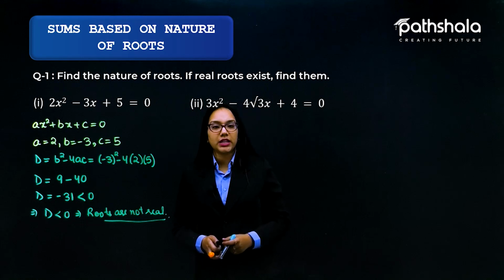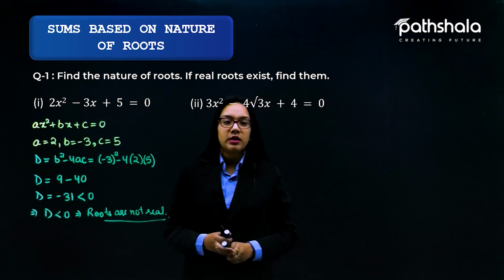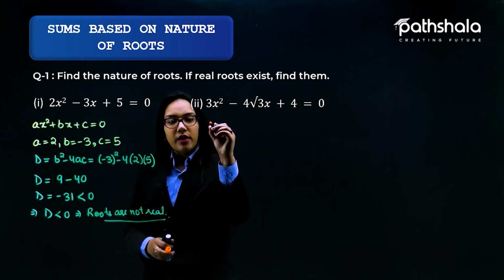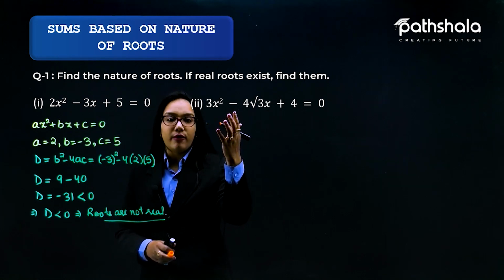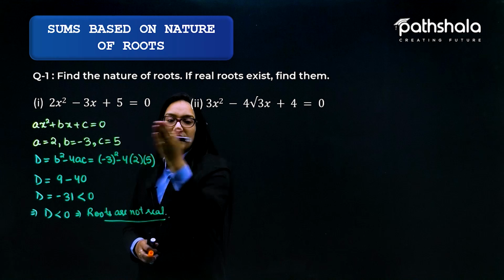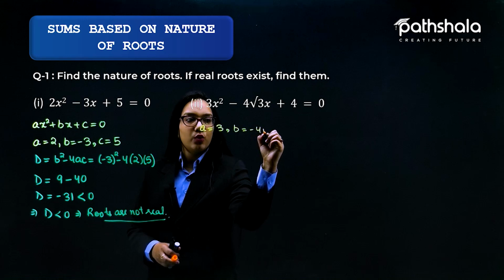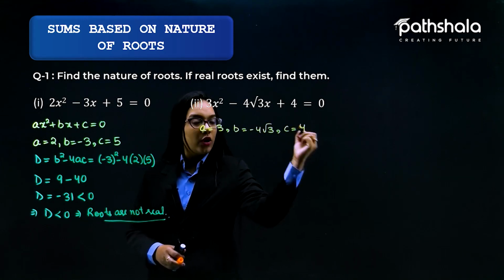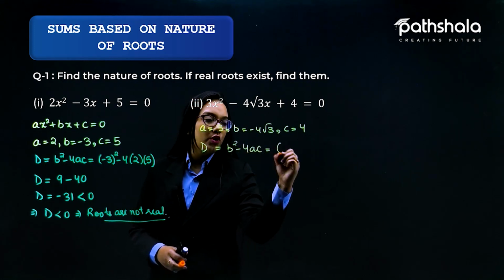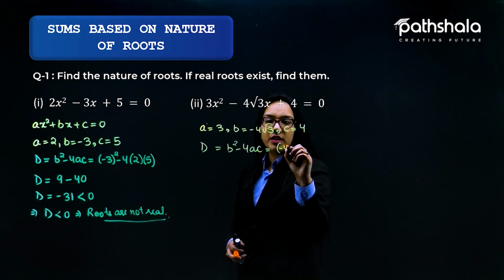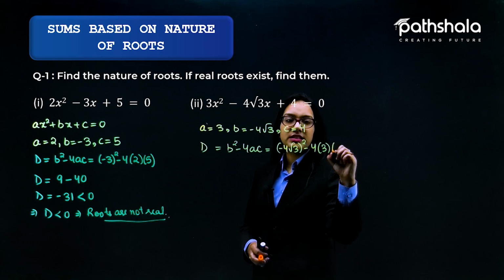In the second part, we have 3x square minus 4 root 3 x plus 4 is equal to 0. Now let's again find the discriminant of this quadratic equation first. We have ax square plus bx plus c is equal to 0 as the standard form. Comparing, a is 3, b is minus 4 root 3, and c is 4. So the discriminant is b square minus 4ac. Substituting all the values, this would be minus 4 root 3 whole square minus 4 into 3 into 4.